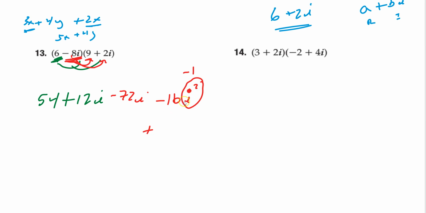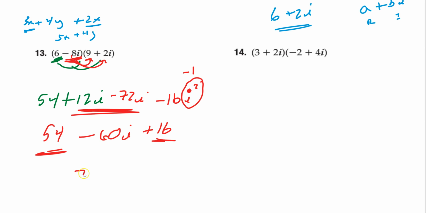I see some people add them. I don't know why. No, it's not -17. You're multiplying them. This times this, so positive 16. This is a 54. You can add up the i's in the middle and get -60. And then we can add up the like terms and get 70. And that's how you distribute with the i's. That's how you distribute complex numbers.